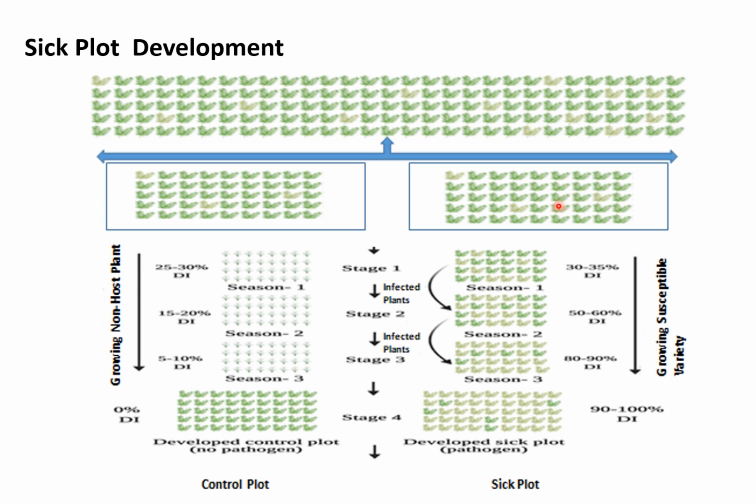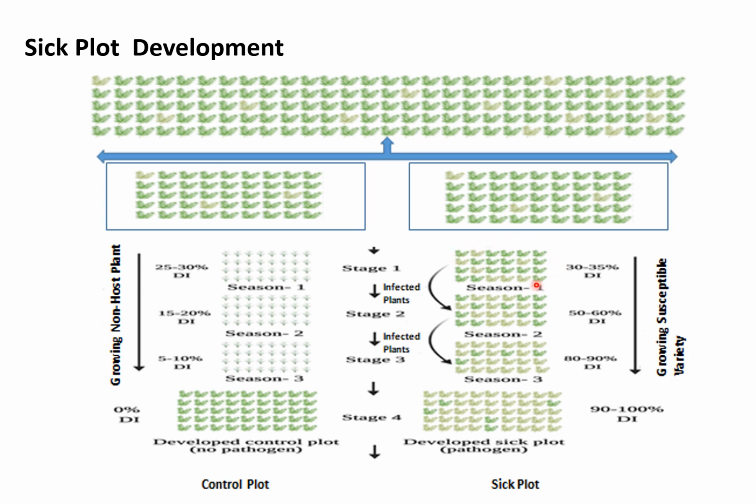So where you find much more disease, that is selected as the future sick plot. If you notice around 30 to 35% disease incidence, that part of land you can select to develop the future sick plot. And where there is comparatively less amount of disease incidence, you must select it as a control plot. So what would be the strategy?